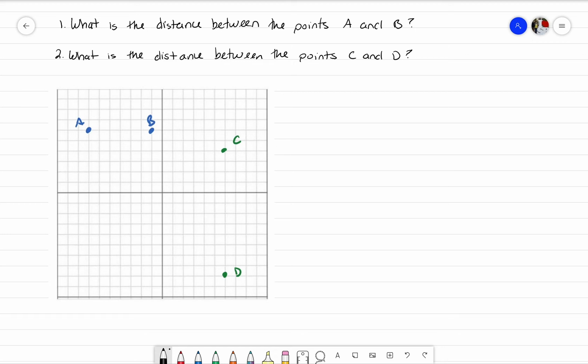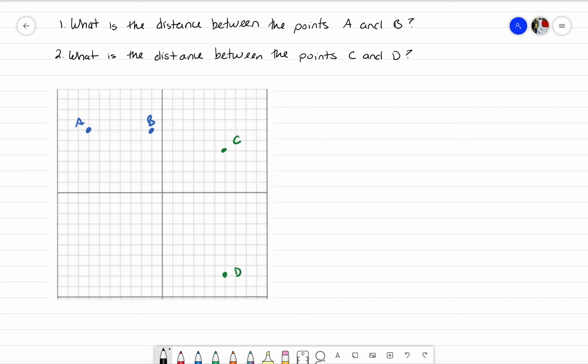Let's look at a slightly more complicated version of finding the distance between 2 points that is just a step up from the number line example we did in the last video. So here I have two different pairs of points. One of them's in blue, my pair A and B, and in question 1 I need to find the distance between them. And then we're going to do in question 2 the green pair, points C and D.